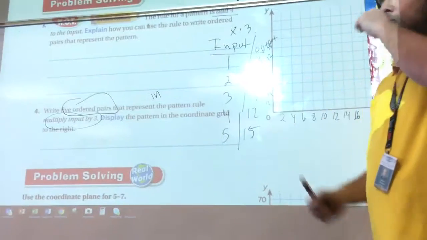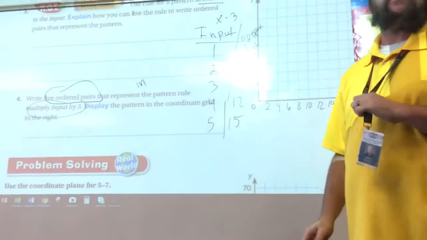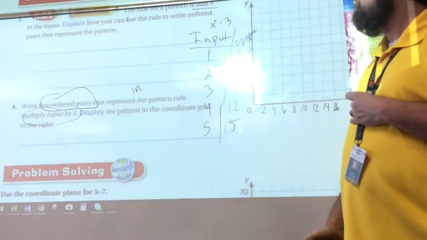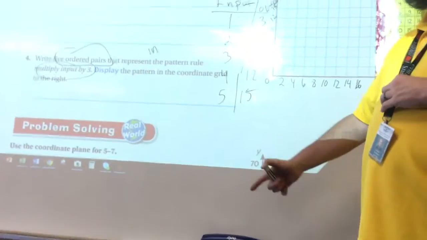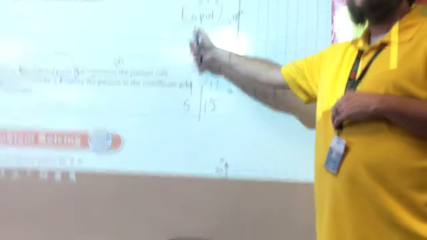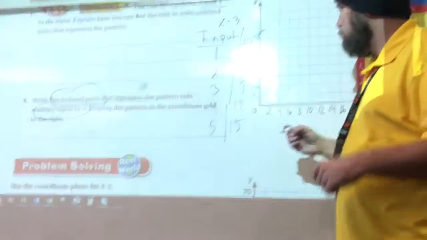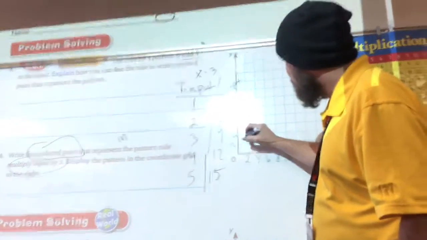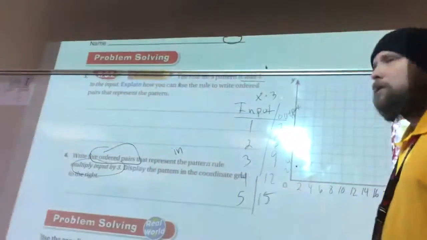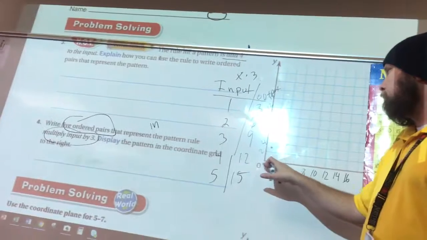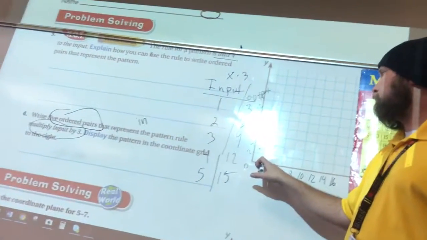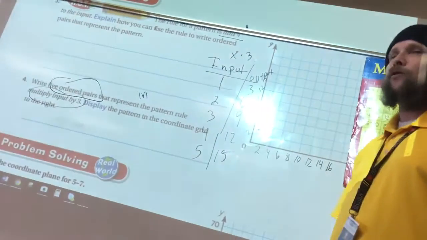All right, so my first ordered pair is what, Ashley? Okay, 1, 3. So that's going to be right about here. Again, it doesn't have to be on the lines because this is over 2. I only want 1, so I just go halfway between it. Halfway between 2 and 4 is 3.